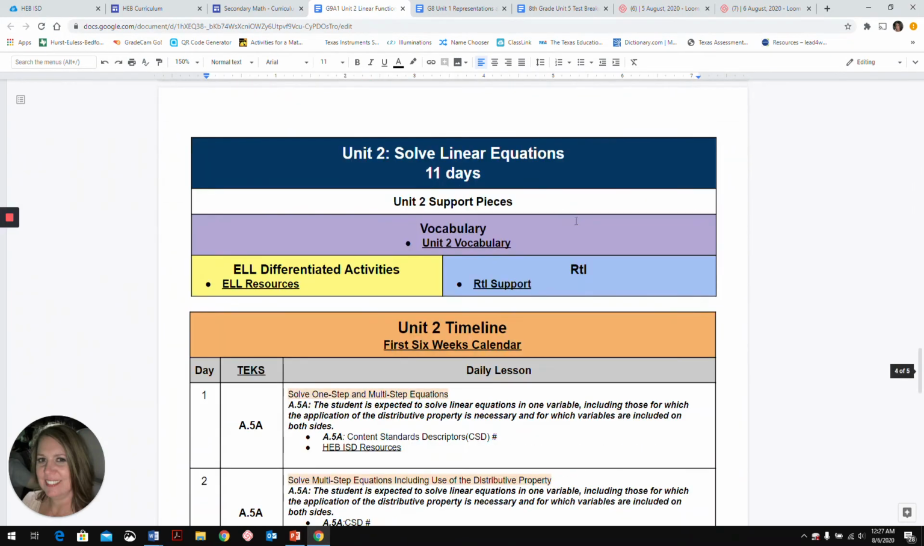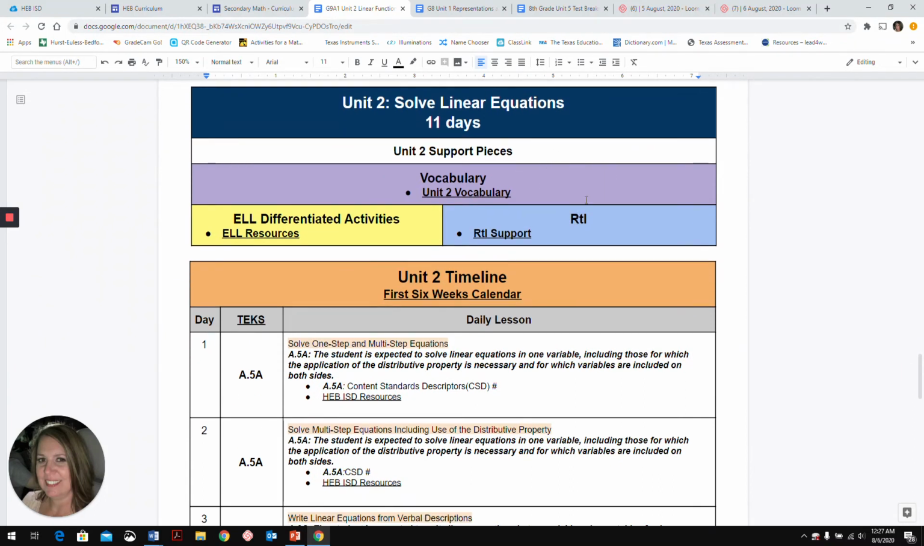When we get here to this last page, though, we'll see that sort of pink colored box is missing. McGraw-Hill did not provide that additional support for on-level learners in Algebra 1. So that box is missing. But you still have your vocabulary, you still have your ELL resources. And the RTI support page is still here.